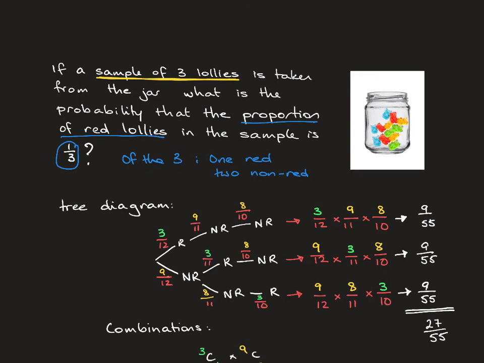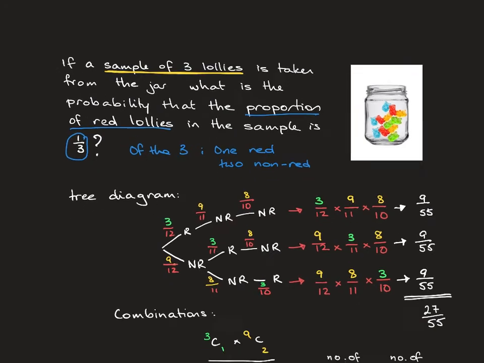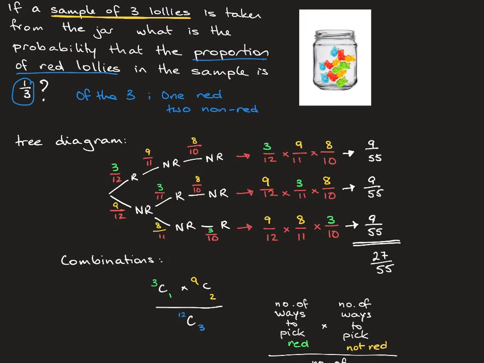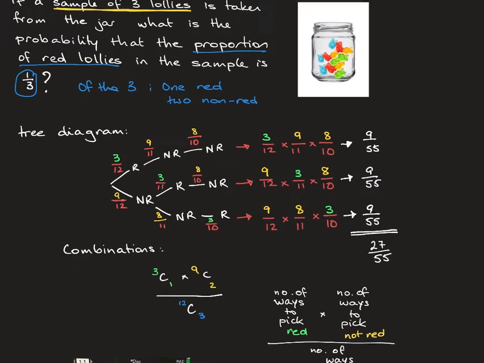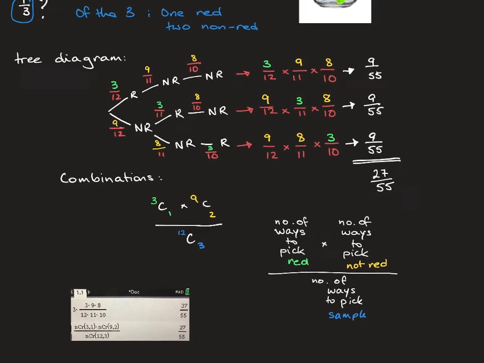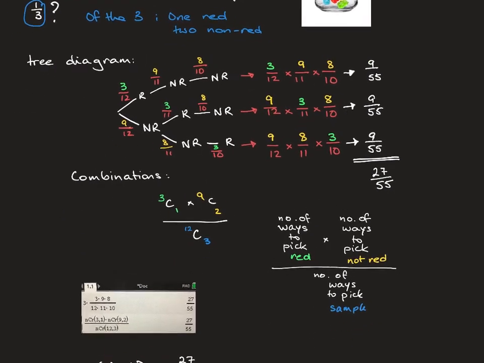If you were in a non-CAS exam, you would literally work it out using a tree diagram. If you're in an exam or a SAC that allows you to use a CAS calculator, there is a much quicker way, and that is using the combinations. So let's have a look at how you would do it using combinations. Just move this up here and I'll show you that you get exactly the same thing.